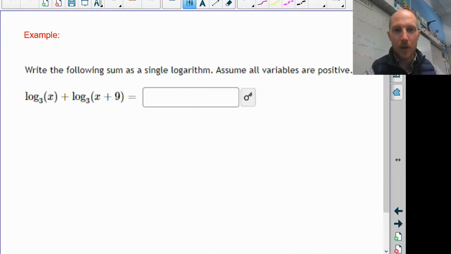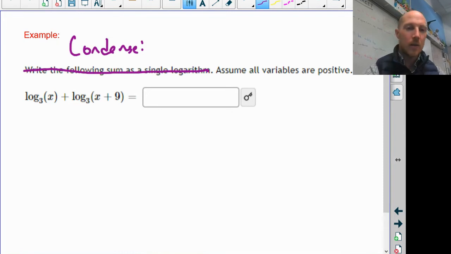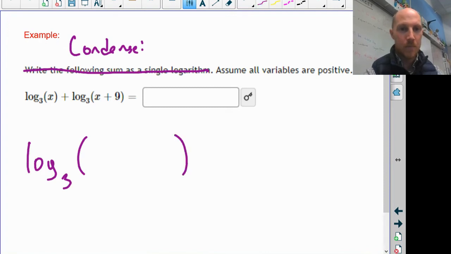All right. Write the following sum as a single logarithm, or condense, we could have said. All right, so these two log base 3s both being added together. So if I condense that, I'm still going to get log base 3. I'm going to take this x and I'm going to multiply it onto that x plus 9.